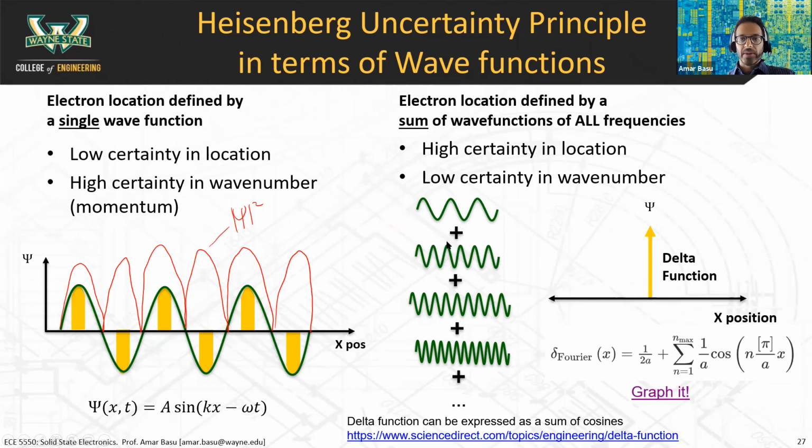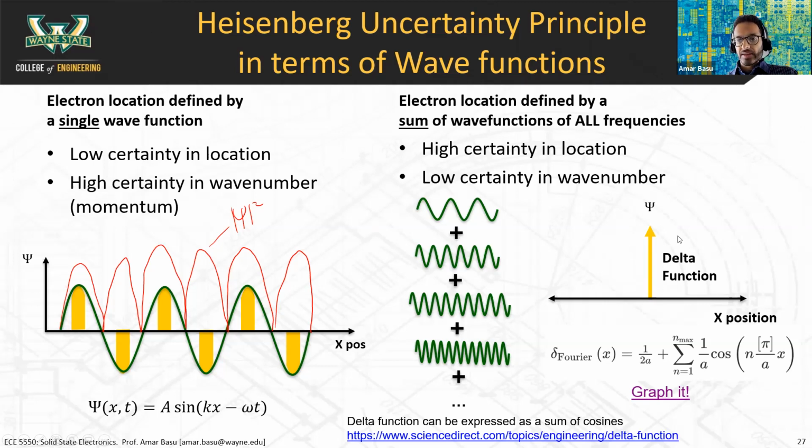That is, the wave number. And in this example, an electron location is defined by a sum of many, many wave functions. At the extreme, if you add up all the possible frequencies there are, then you end up getting something that looks like a delta function, which is basically just a spike at x equals 0.